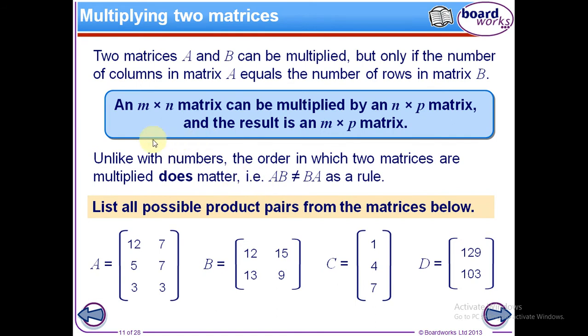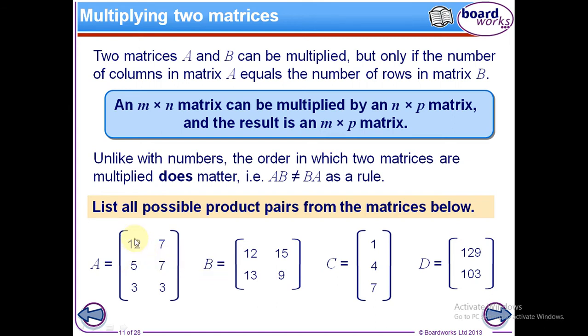Okay, for example, list all possible product pairs from the matrices below. Don't forget that the rule is the number of columns should be equal to the number of rows. The number of columns here is 2, and the number of rows here is 2, so A by B is possible. You can multiply A and B.